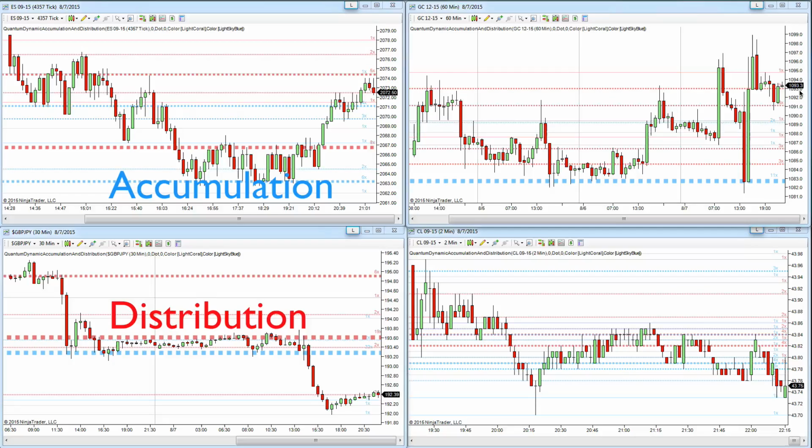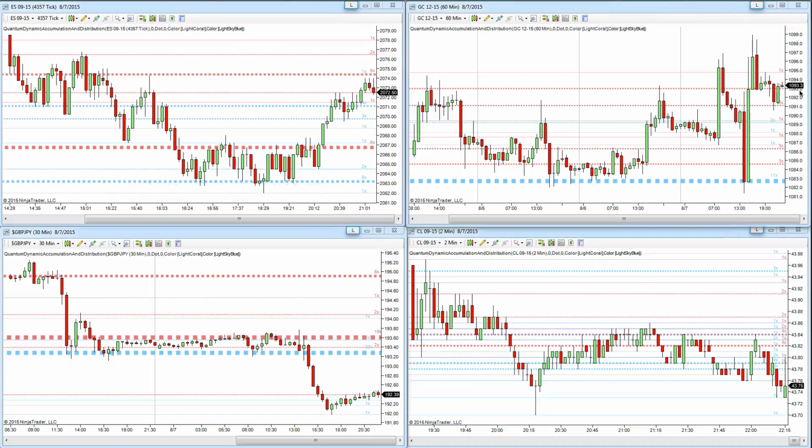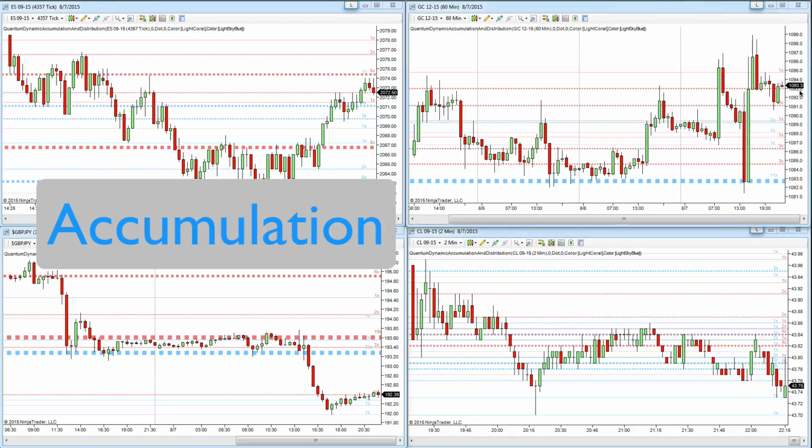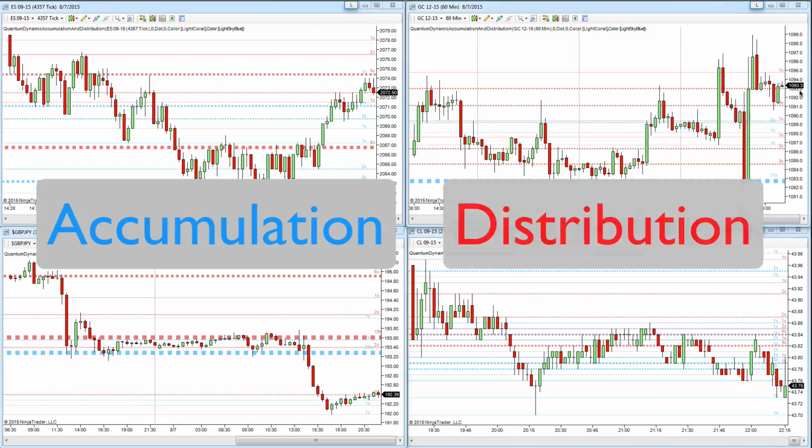If the level is painted red, then this has been an area of price distribution, and if painted blue, then this is accumulation. An area of price accumulation is likely to act as support if approached from above, and if breached from below, to then provide bullish support to a further move higher. Conversely, an area of price distribution is likely to act as resistance if approached from below, and if breached from above, to then provide bearish resistance to a further move lower.